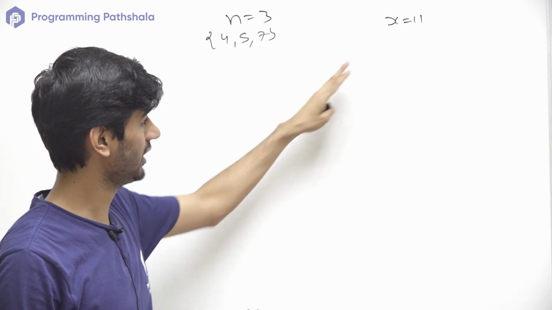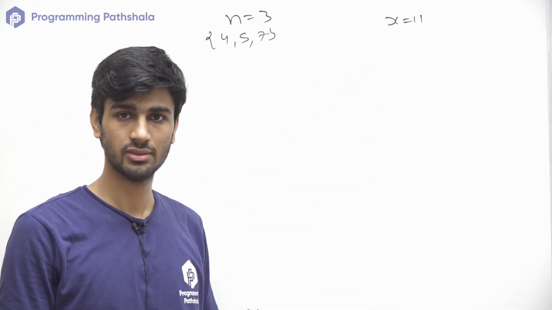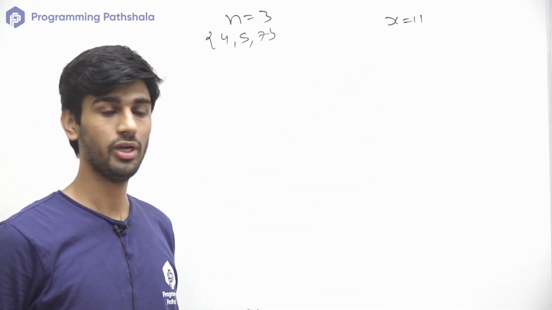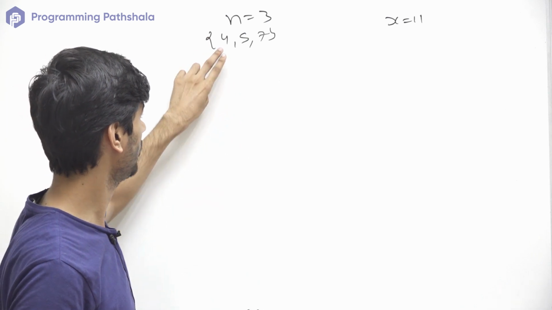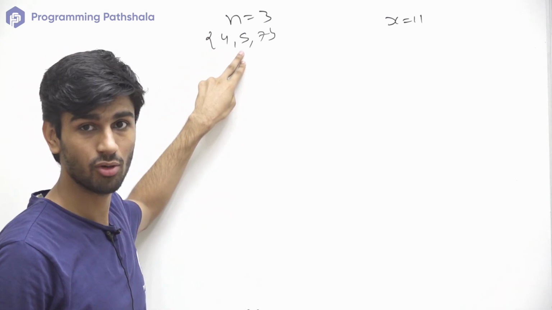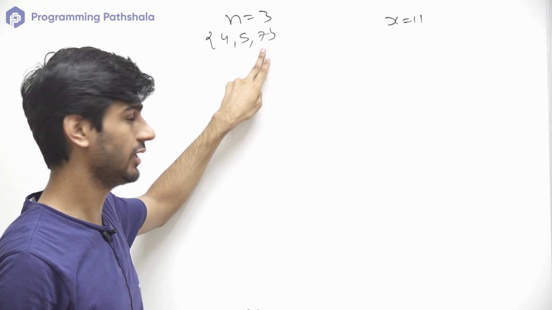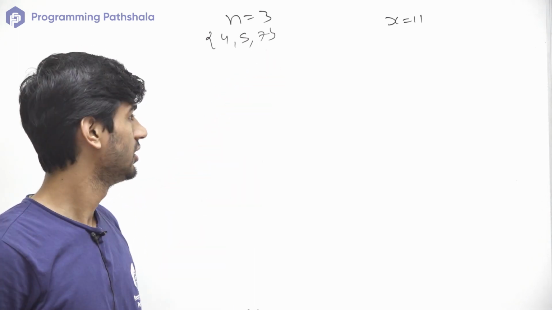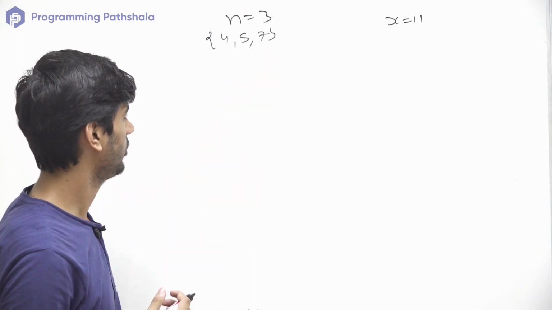And to get a sum of 11, we will pick some number of coins, right? And while picking a coin, we have 3 options. We can either pick a coin with value 4, or we can pick a coin with value 5, or we can pick a coin with value 7. So let's try to explore these 3 possibilities.